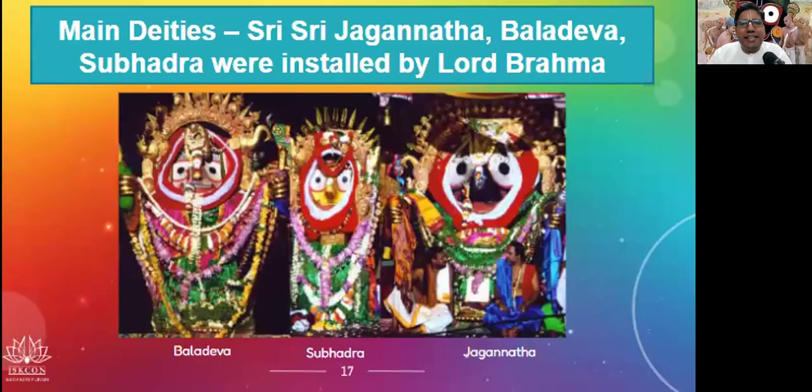So here are the main deities of Jagannath Puri, Sri Jagannath, Baladev, Subhadra. And who installed these deities? Lord Brahma installed these deities. There is a backstory behind this which we will be discussing over the next 5 days or so: the story of King Indradyumna Maharaj and how he installed these deities with the help of Lord Brahma.